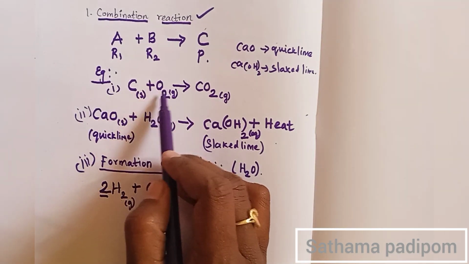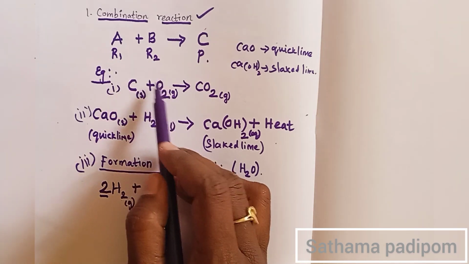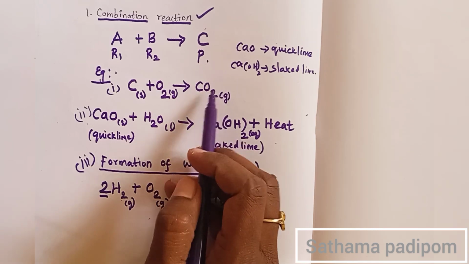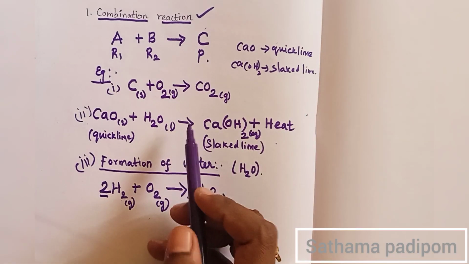When it reacts with oxygen, what does that mean? Burning of coal. When you burn coal, what do we get? When carbon is burned, we are getting carbon dioxide gas produced.